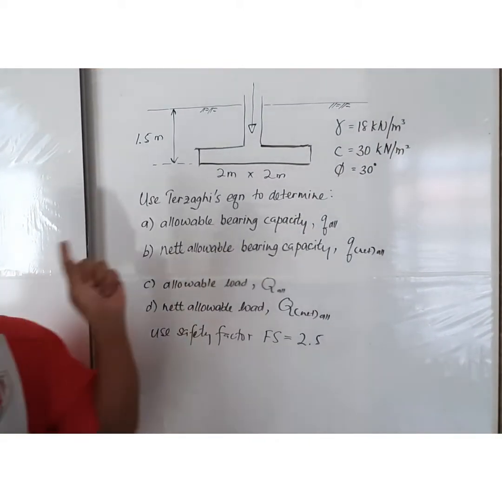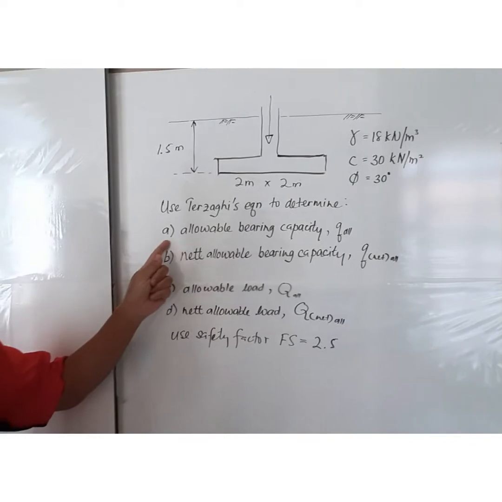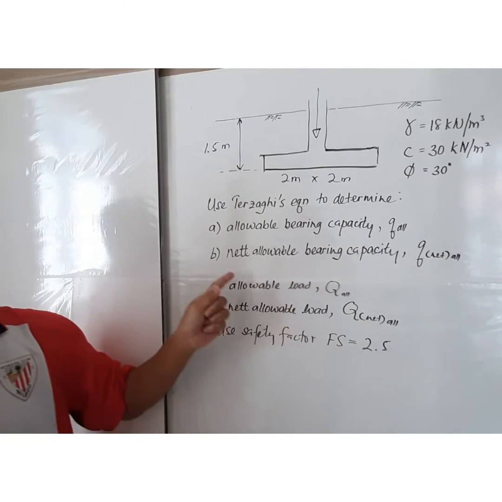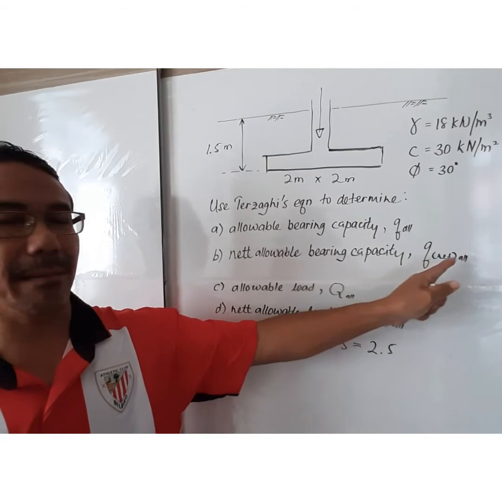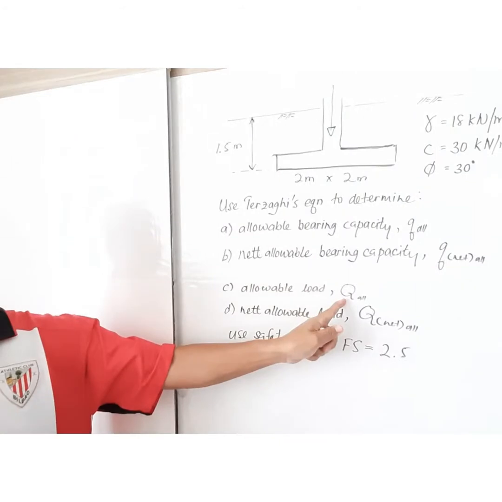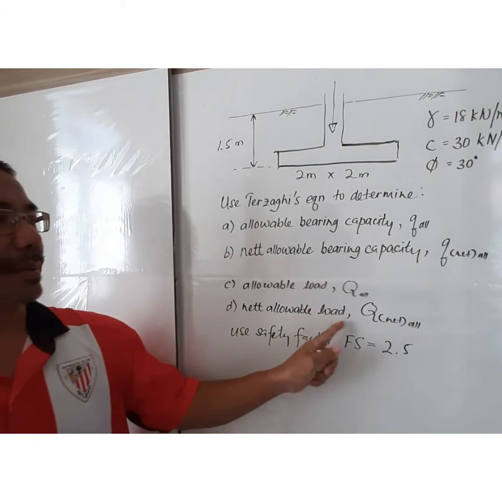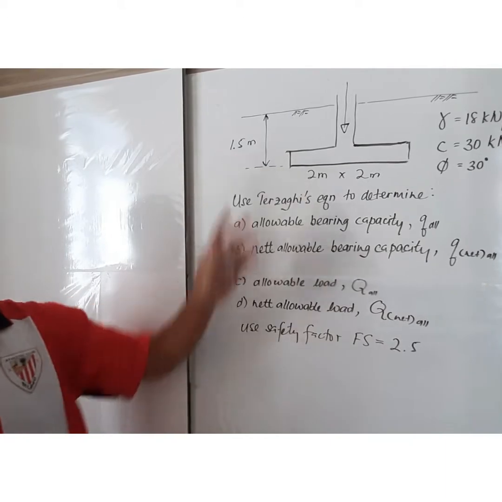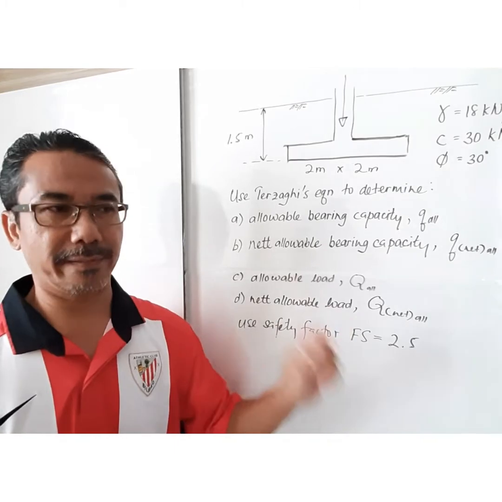Okay, according to this problem, we have to use Terzaghi's equation to determine the following. A, the allowable bearing capacity, small q sub all. B, net allowable bearing capacity, small q sub net all. C, allowable load, capital Q sub all. D, net allowable load, capital Q sub net all. So in these problems, we have to use safety factor Fs equal to 2.5, right?